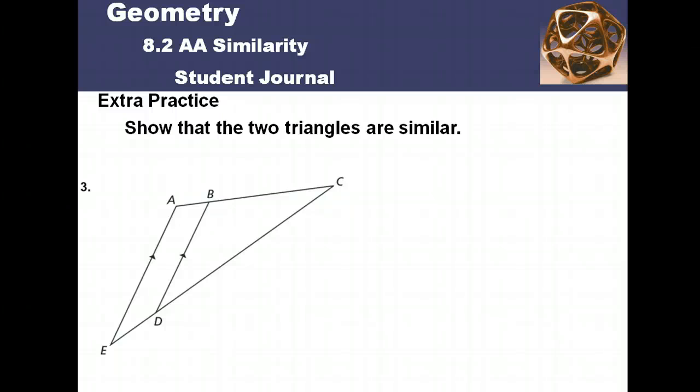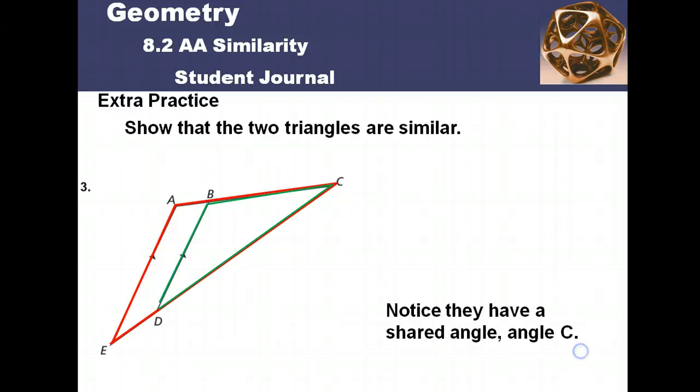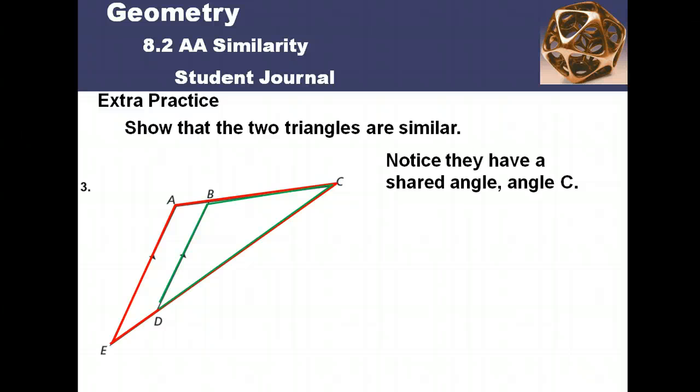Okay, for number 3, I want to show that these two triangles are similar. So first of all, I want to make sure you understand the two triangles we're talking about. We're talking about the red triangle, ACE, and the smaller green triangle, BCD. So first of all, notice that they have a shared angle right here. Angle C is in the red triangle, and it's also in the green triangle. So this is like a shared side, but this is a shared angle. So I know that angle C is congruent to angle C by the reflexive property.